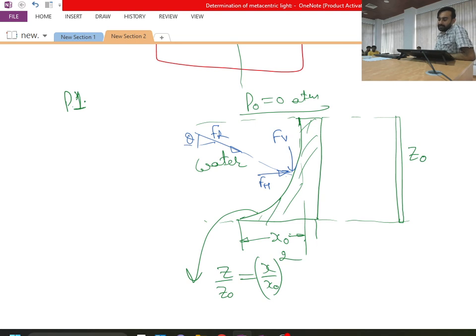This is nothing but a solved example problem of your FM White. You can try this problem, and if you are finding any difficulties in solving, then please let me know. This is a solved problem for hydrostatic forces on submerged curved surfaces, the first solved example. Please solve this problem, and if you have any doubt, then let me know in the next class.